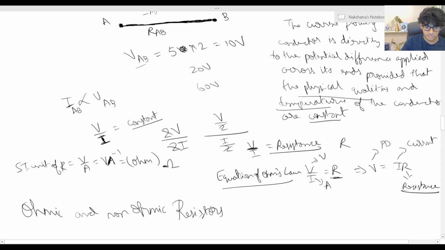Resistance is represented by this symbol, okay, simple, just draw a line, make a hoop like this, okay, this is the symbol of resistance.